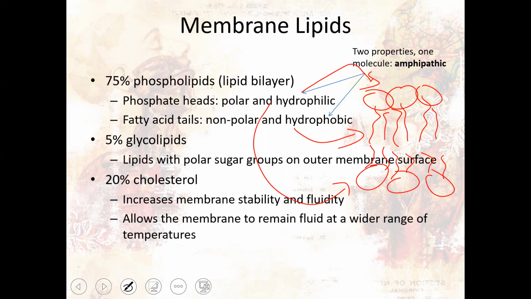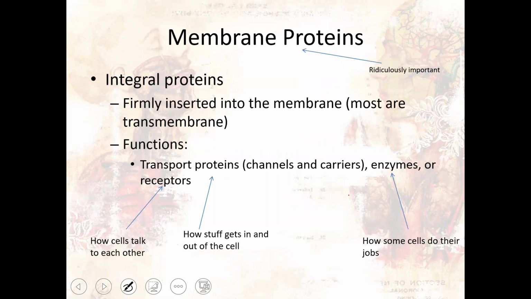There's cholesterol that keeps it fluid. There's some glycolipids, which are lipids that have a sugar attached to the outside. There's lots of protein stuck in the membrane. And this really is super important because it determines how the cell is going to interact with all the stuff that's outside the cell. There's going to be enzymes here and transport proteins and receptors, lots and lots of stuff going on here with membrane proteins. And this is going to come up a lot throughout the semester.